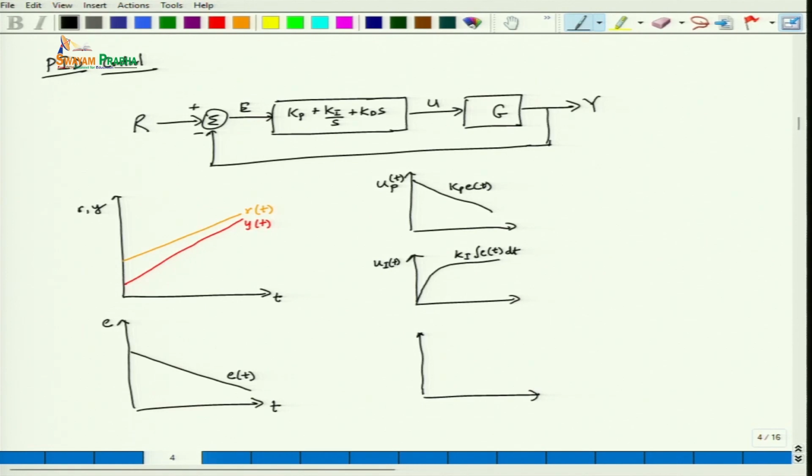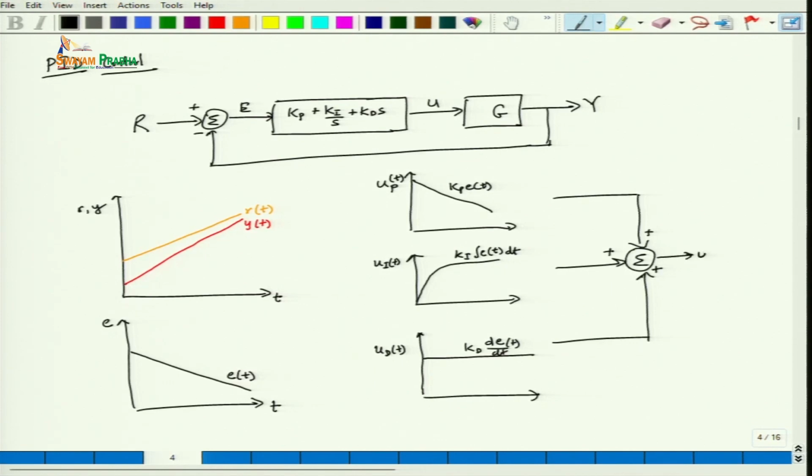And then the other case we have the derivative. Since this is a constant slope, we will just have a straight line, so we get Kd dE by dt. So this represents the derivative part. So these are the three portions of the control input. Then we'll just sum them up and we'll get the overall control.